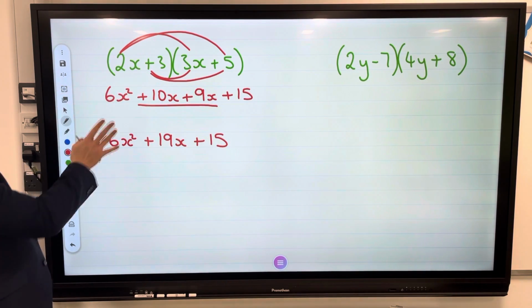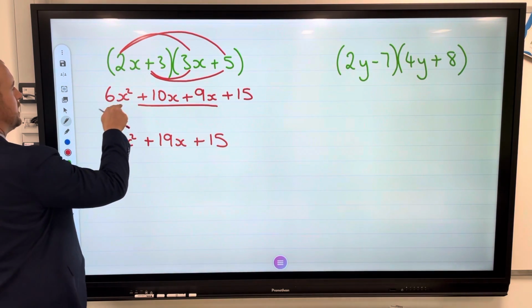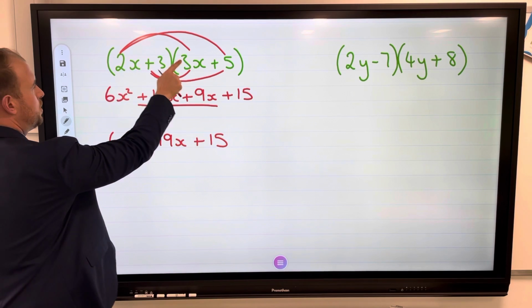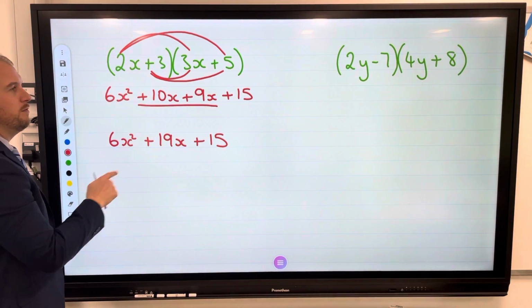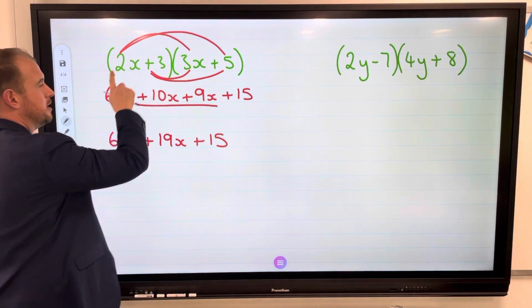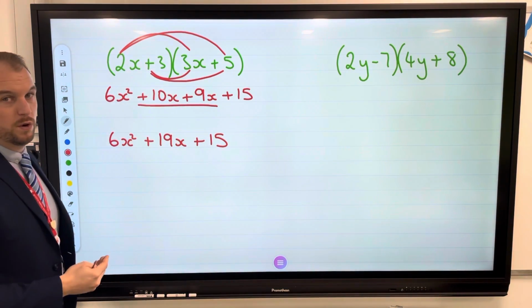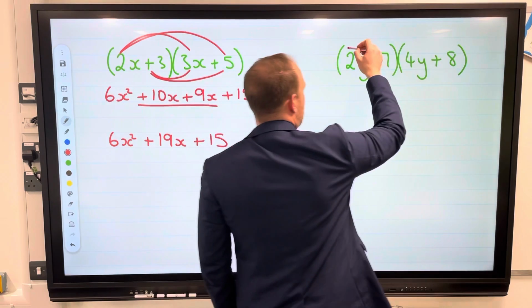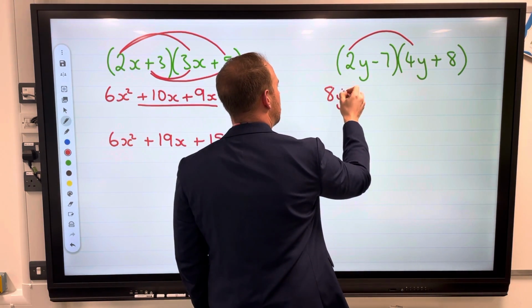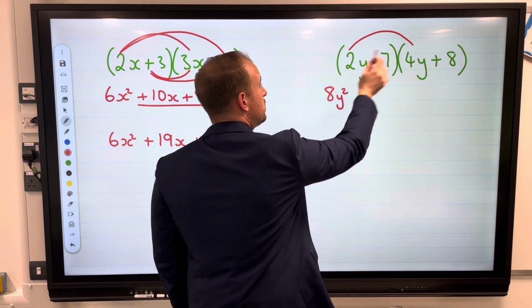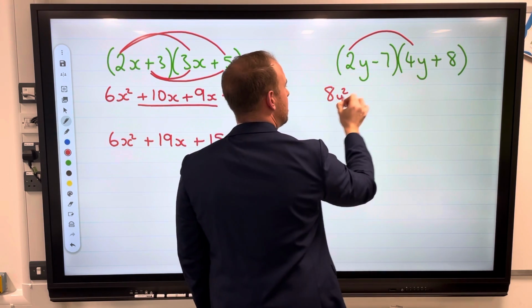Exactly the same, just with bigger numbers. All I've done here to get this 6x squared, I did 2 times 3 to make 6, then x times x to make x squared. Remember, when you multiply something by itself, we also call it squared. Over here, I've got 2y times 4y for 8y squared. 2 times 4 is 8, y times y is y squared.